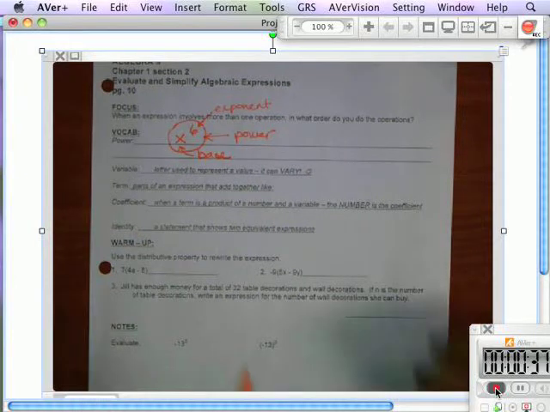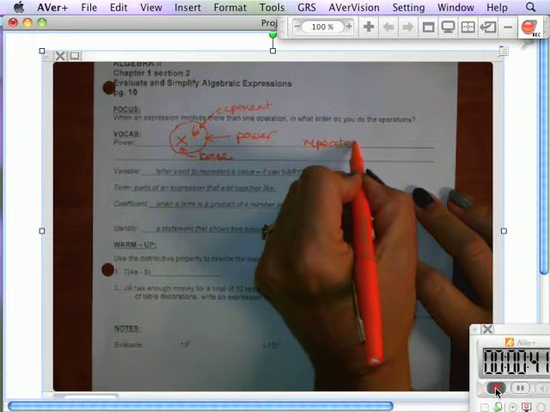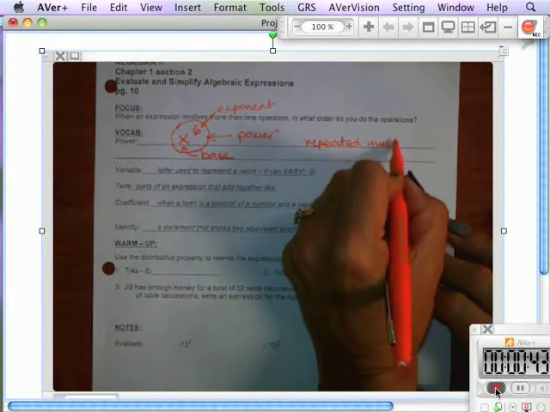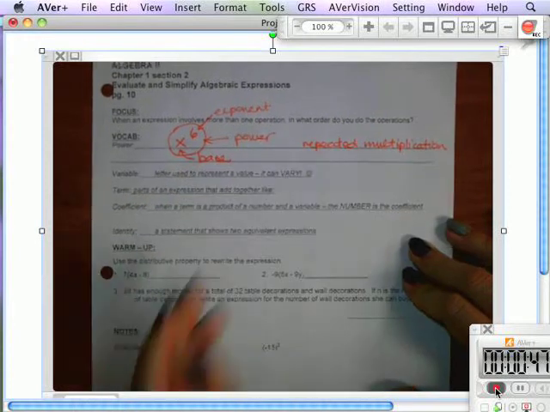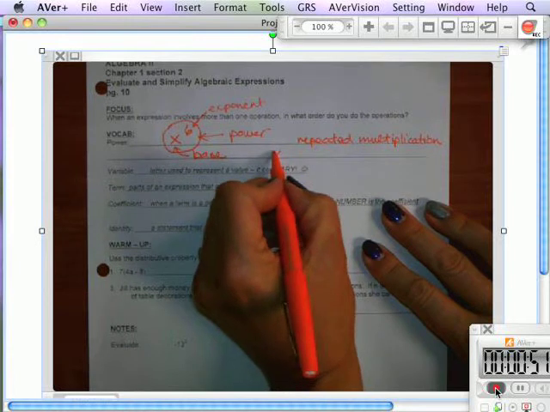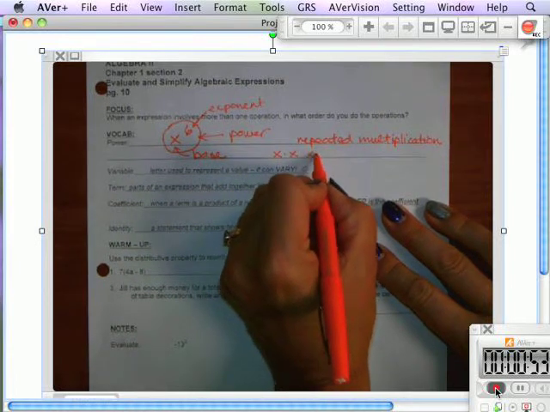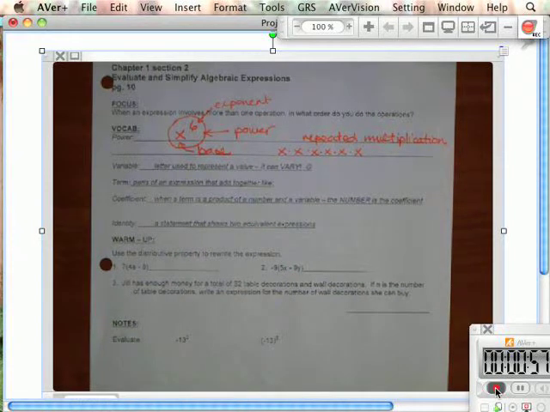All right, this represents repeated multiplication. And that means this. So hopefully you all remember that.